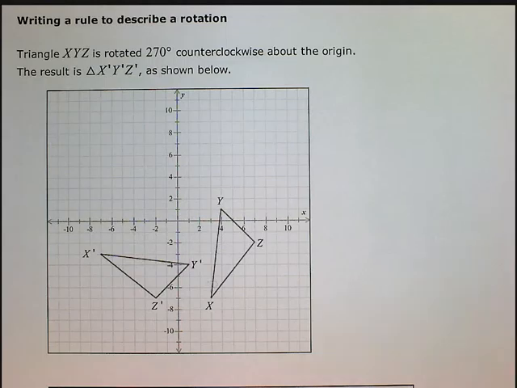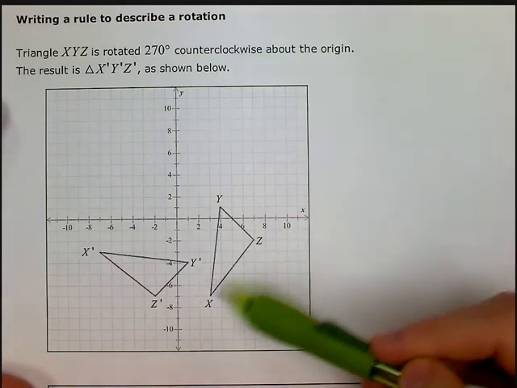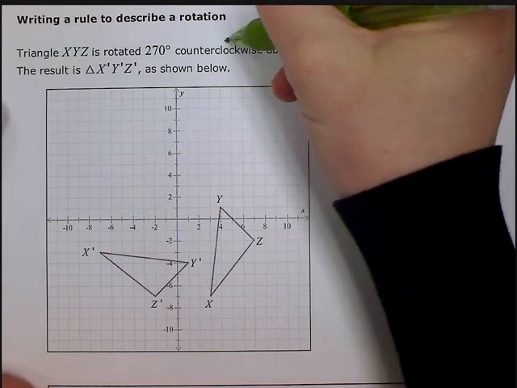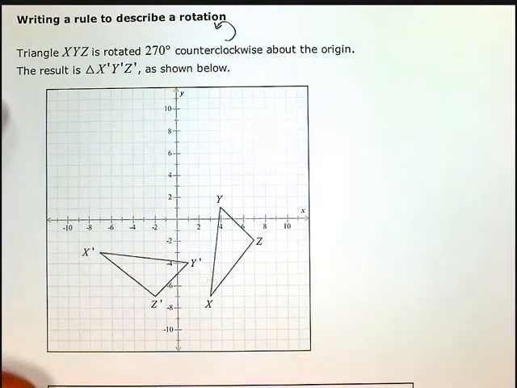Writing a rule to describe a rotation. Triangle XYZ is rotated 270 degrees counterclockwise about the origin. The result is triangle X prime, Y prime, Z prime as shown below. Okay, so here we have XYZ, the original triangle, and they told us that it was rotated counterclockwise 270 degrees.